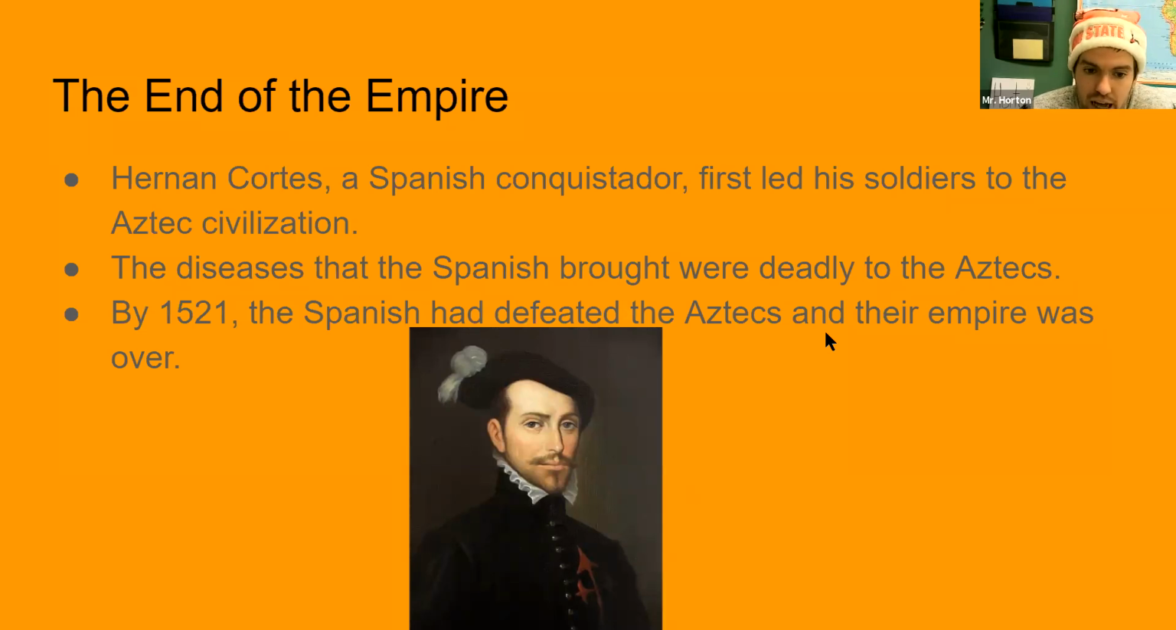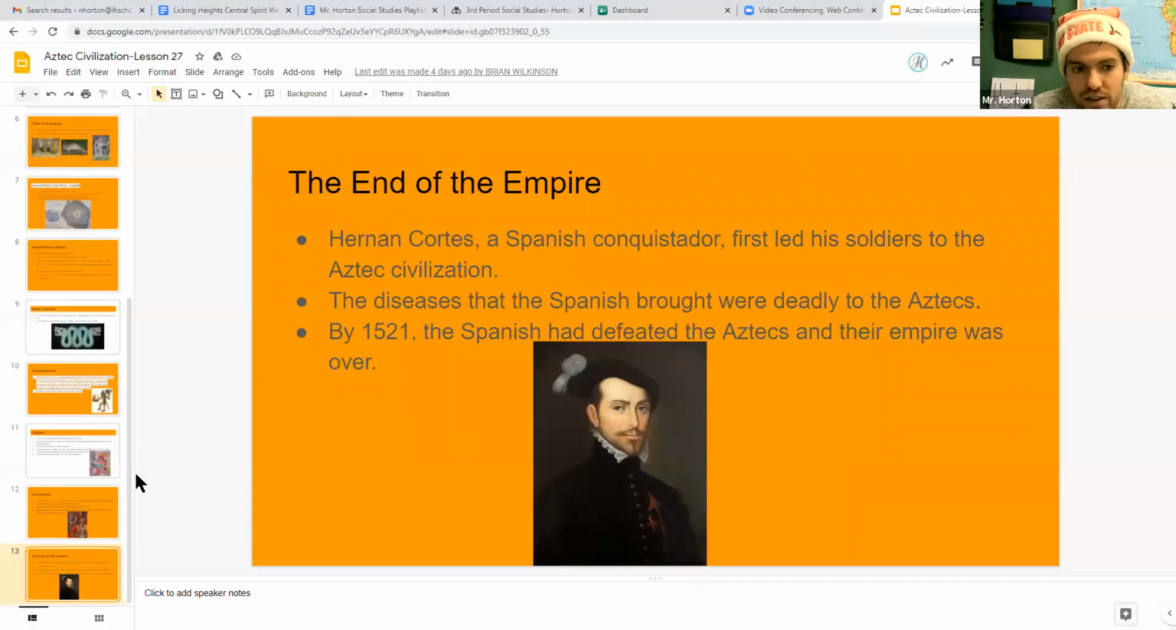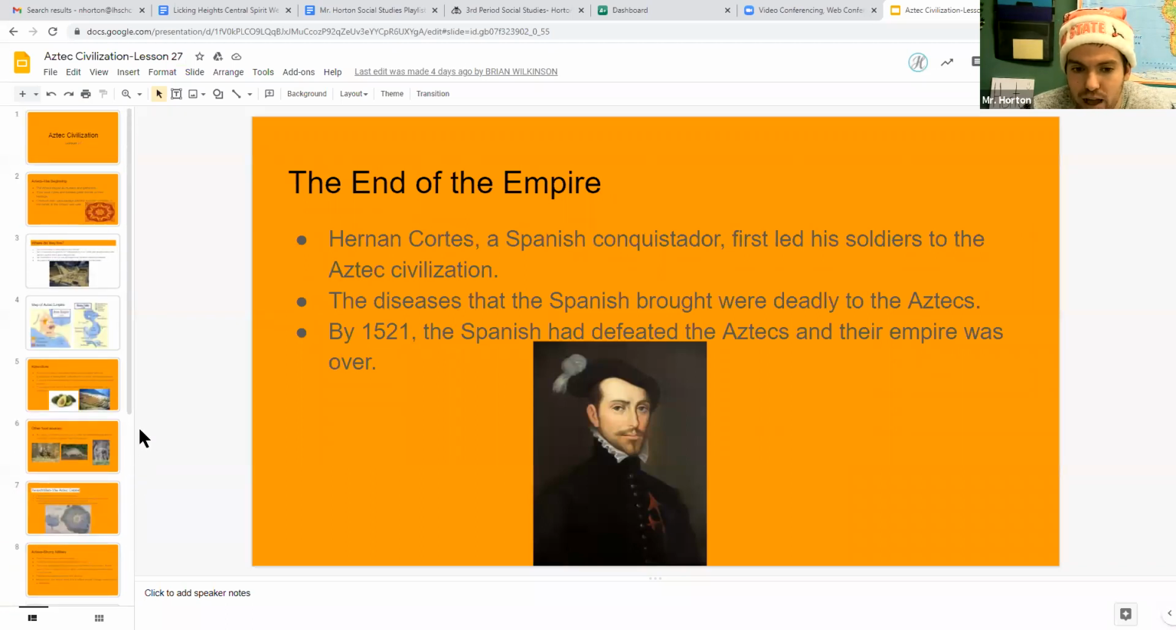So it was a very quick takeover by Hernan Cortez and the Spanish conquistadors, because the diseases and the advanced weapon system allowed them to take over the Aztecs pretty quickly. Okay, so it was a very quick and rapid decline of the Aztec Empire. That is just a brief overview of the Aztec Empire, and we'll go a little bit more in depth later in the week on how they compare to the Mayans and the Incas, who we'll cover tomorrow.